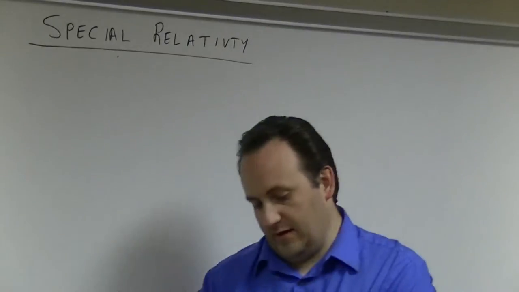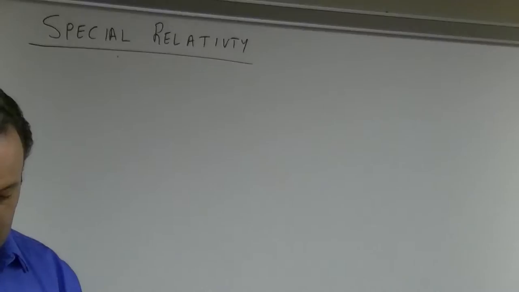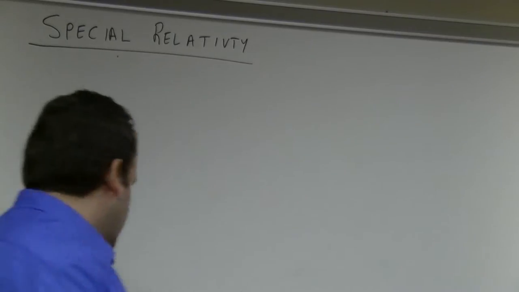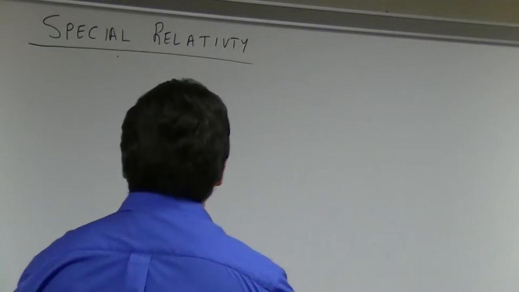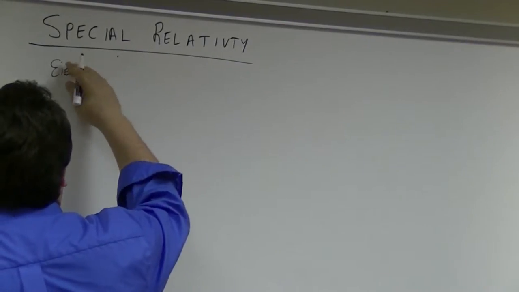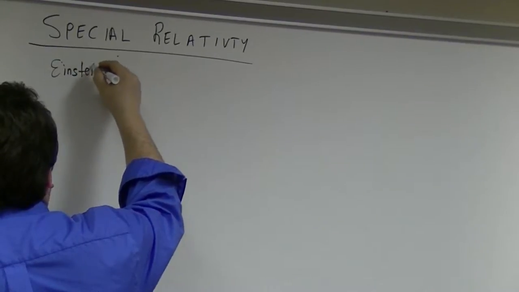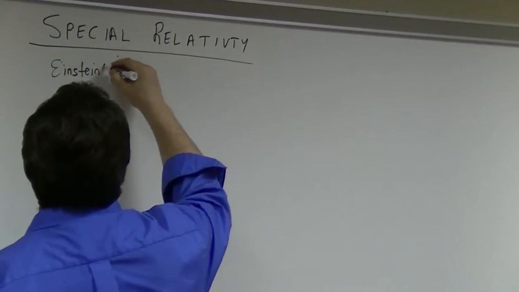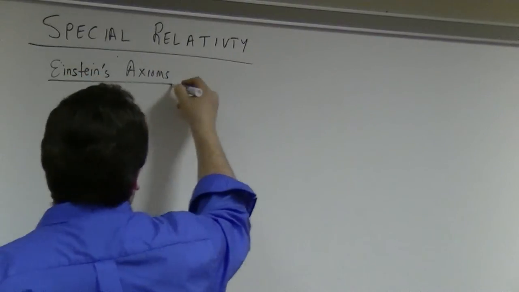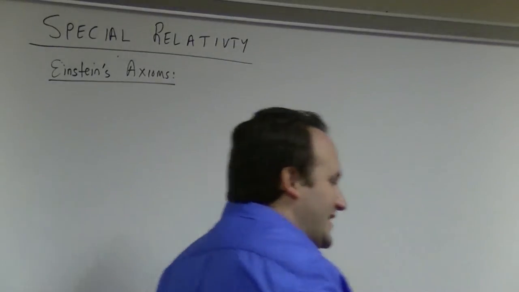Okay, so, and then obviously, option three is what Einstein chose, and it basically comes down to, he has a couple axioms. So the axioms, Einstein's axioms, oh, I can't spell. Einstein's axioms. So basically his axioms, this is the starting point. This is what I see as being needed.